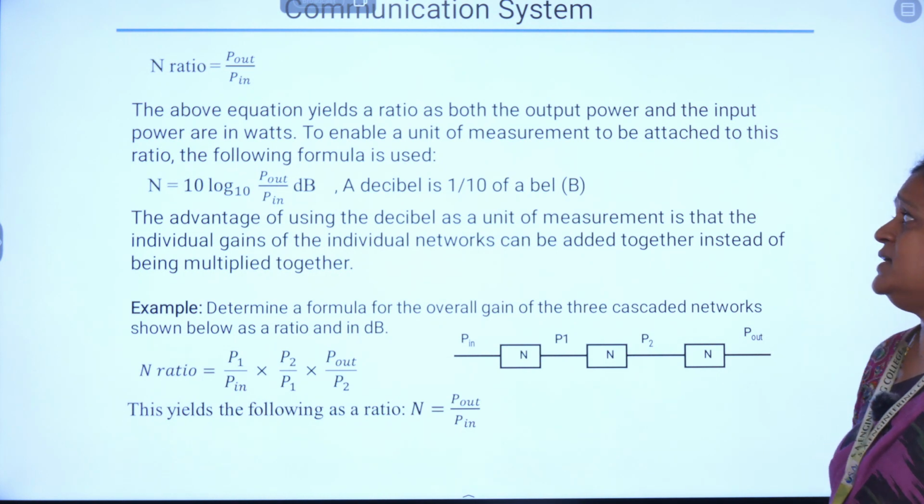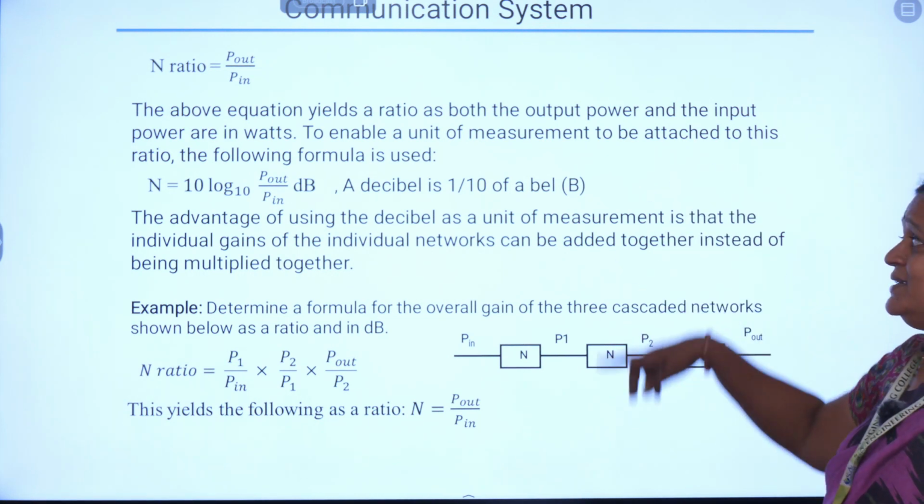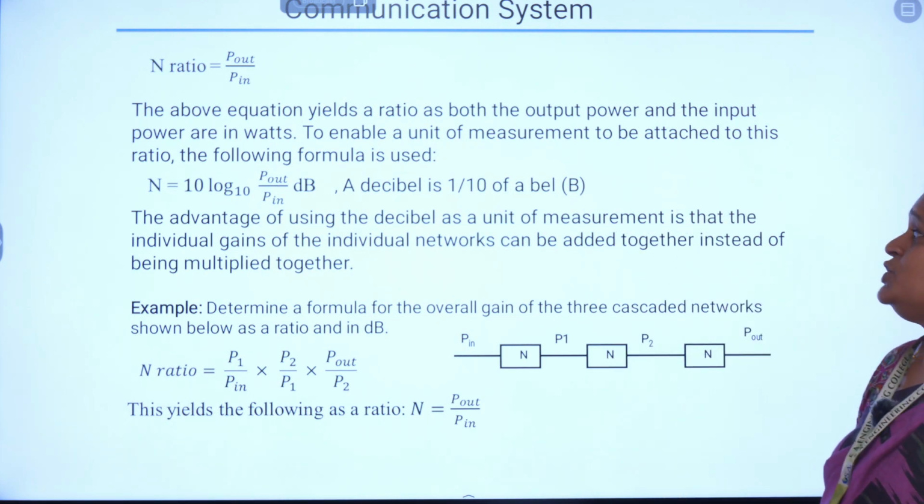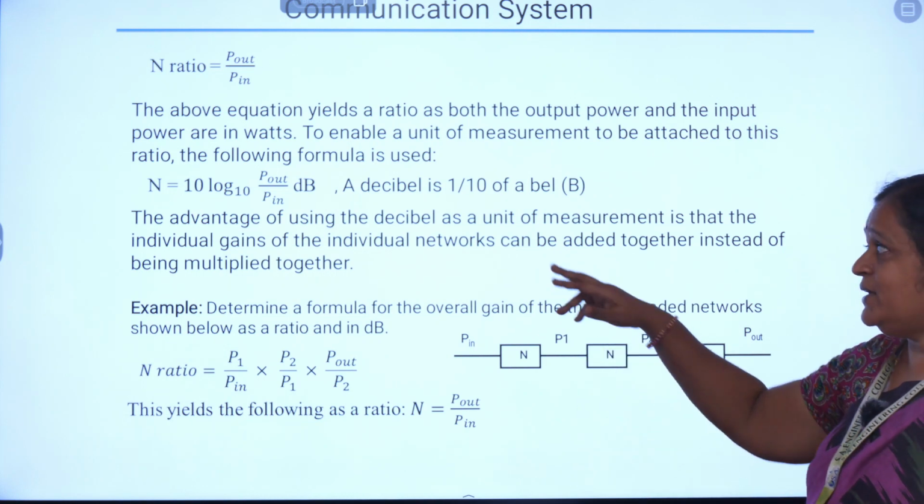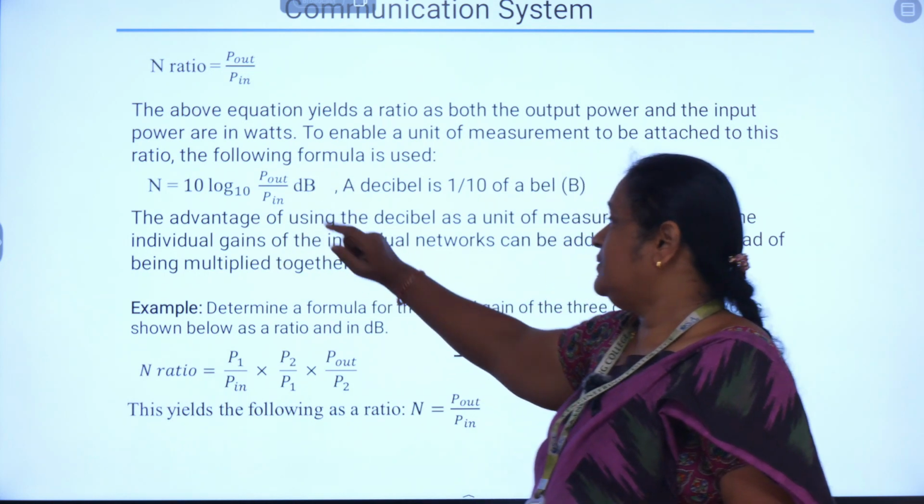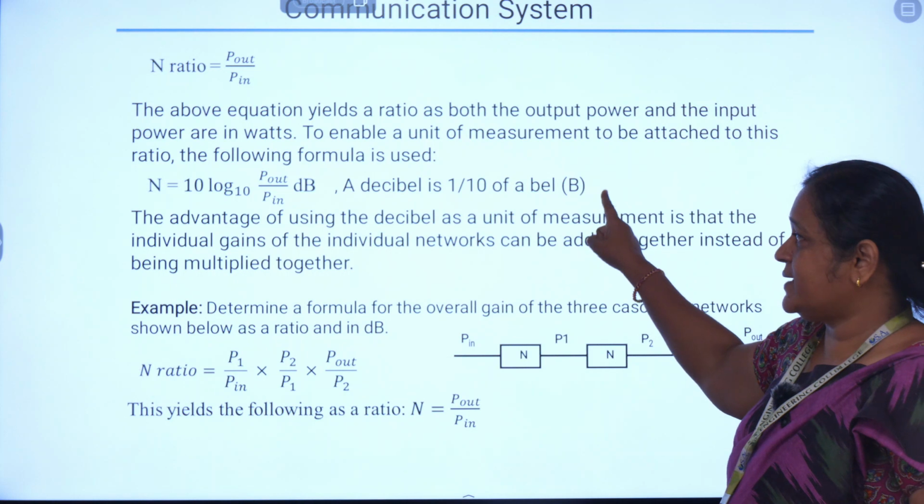The power ratio is P out by P in. This equation calculates the ratio of output power and input power, both in watts. To enable the unit of measurement to be attached to this ratio, the following logarithmic formula is used: N equal to 10 log base 10 of P out by P in dB. So the decibel is 1/10 of the bel, as already discussed.